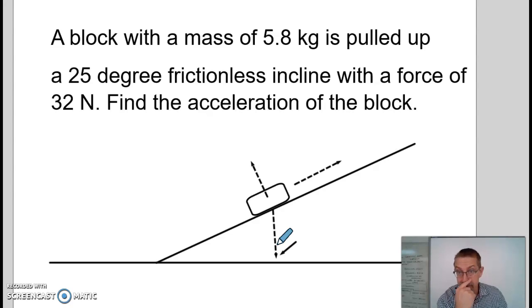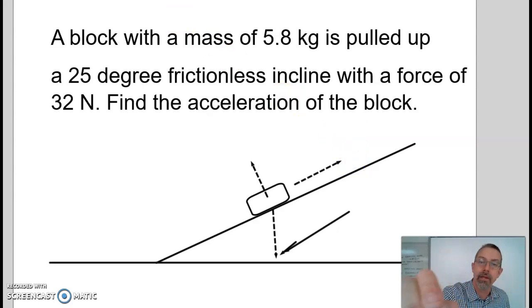Now, the way I've got this written, I don't know whether this component is smaller than this or whether it's larger than this. We're going to have to math this out and figure out what we've got going on. But we should be able to identify our forces. This is going to be our applied force.